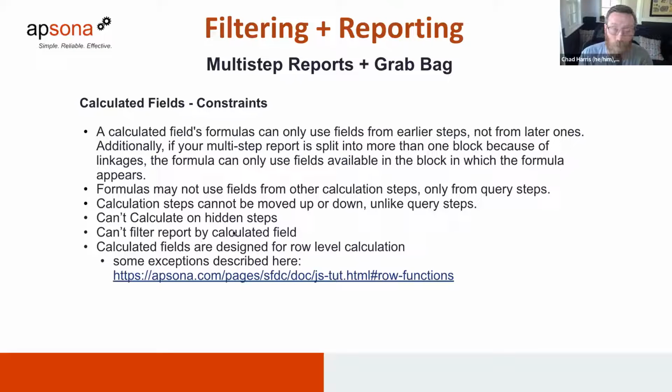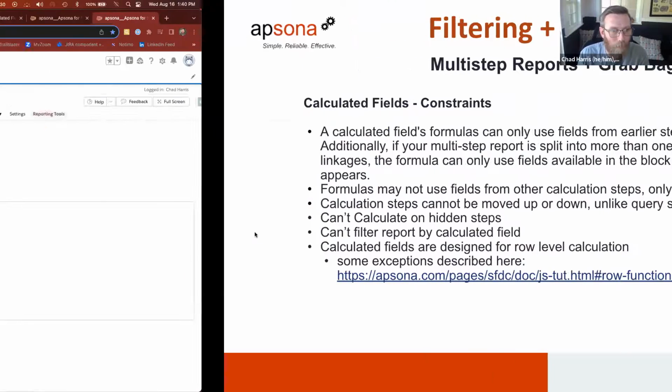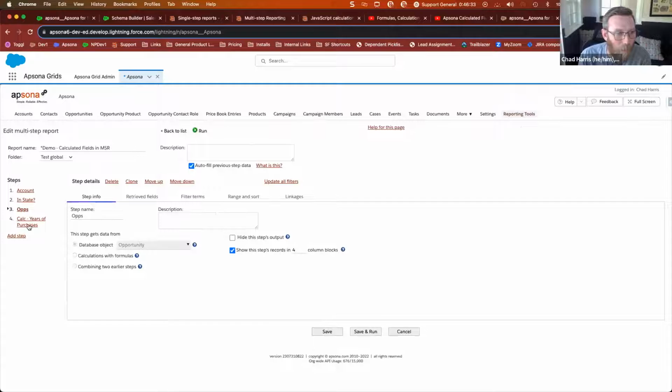You can't filter the report by calculated fields, so that's an important note, and that has come up a few times from folks. It's one thing to pull in a metric field. For example, I'm on the account step and I'm getting a metric field of all of the opportunity amounts summed up at the account level. I could filter on that, even though that feels like a calculation. But when it comes to true calculated fields, you can't apply them in a filter.